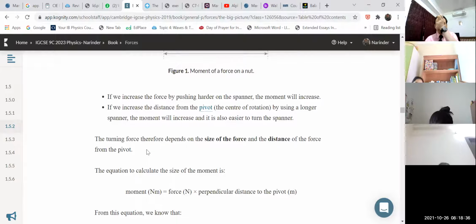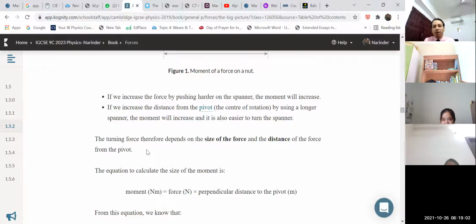Now, children, to understand this topic clearly, I want to give you one more example. In turning effect, if you apply a large force, then the turning effect will be higher. For example, students, now I want to show you one more example. I have to move from my position here. I want to show a door in my room.